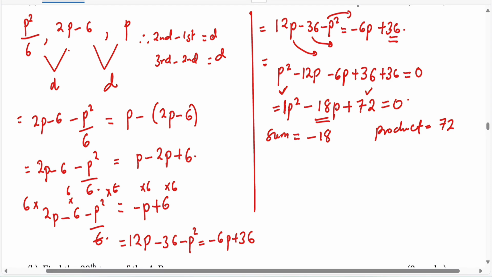So basically what I'm doing is solving this quadratic equation, because ukiona this is in the form of ax squared plus bx plus c is equivalent to 0. So there are many ways that you can solve, either completing square or quadratic formula, whichever way. Mimi natumia sum product. So namba gani mbili nikiadd itanipa negative 18, and which two similar numbers nikimultiply itanipa 72. Sio? Which two numbers are those?